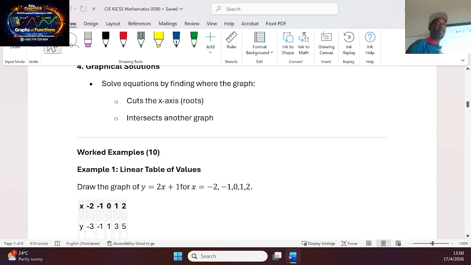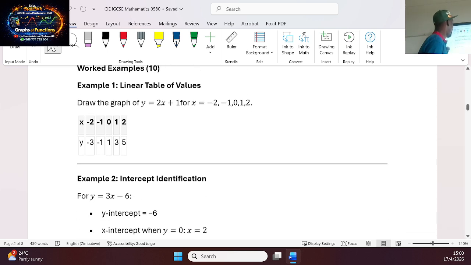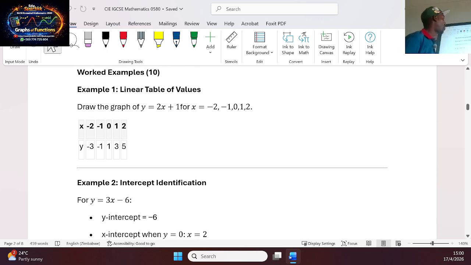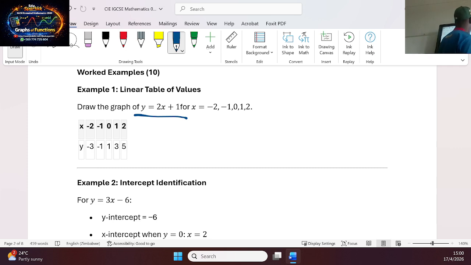When we look at graphical solutions, we solve by either the graph itself, looking at the points where the curve cuts the x-axis, or where it intersects another curve. Then there's an example. If we're given a table of values we want to fill in, there's a relationship we are shown there, y equal to 2x plus 1. So these are the corresponding x values giving us the output y values there.